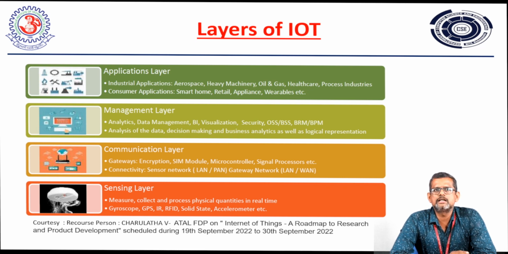So sensing layer is all about the end part. That means it will measure, collect, physical quantities in real time. So it is all about the sensors. Assume our AC is having a sensor. So it starts sensing the room temperature, and depending upon the climate outside and inside, it's going to automatically vary the temperature of the AC. So it's all about the sensing layer.